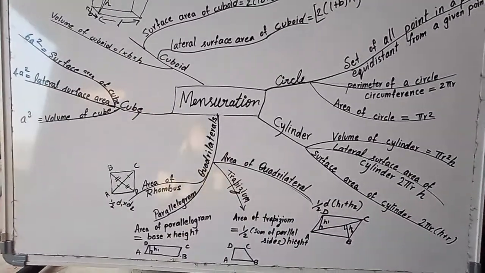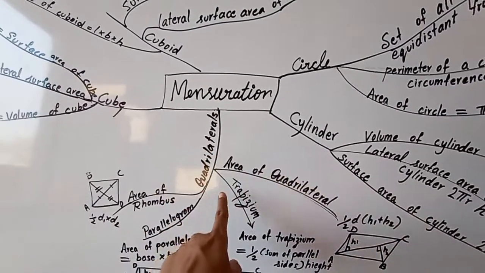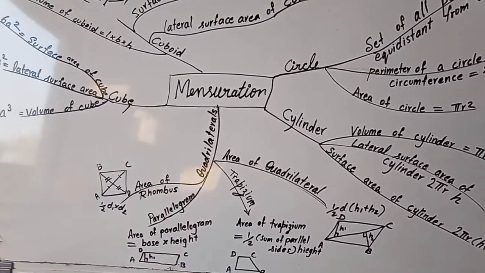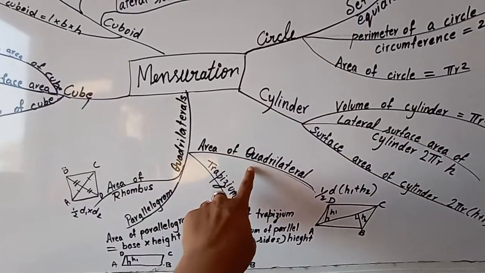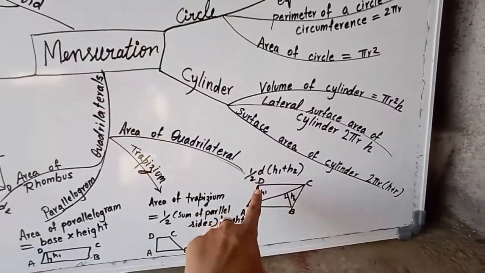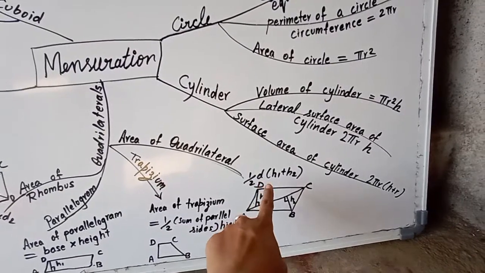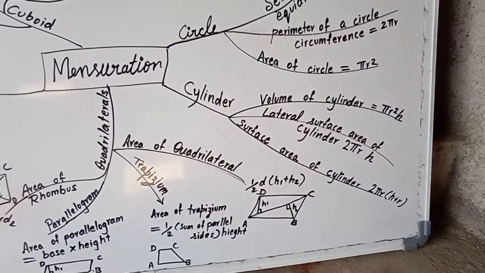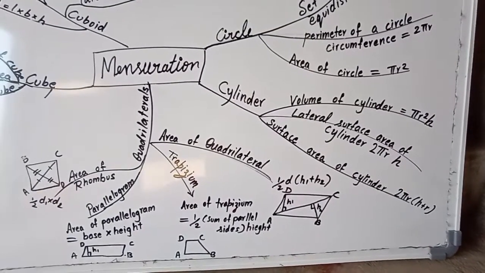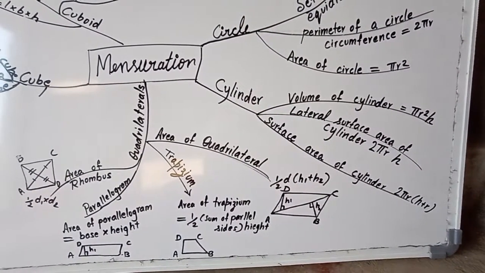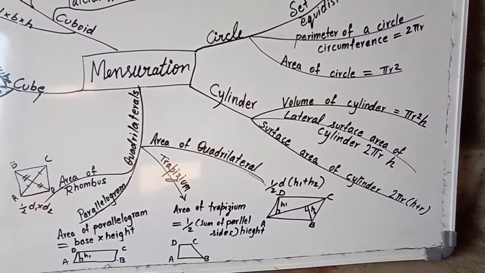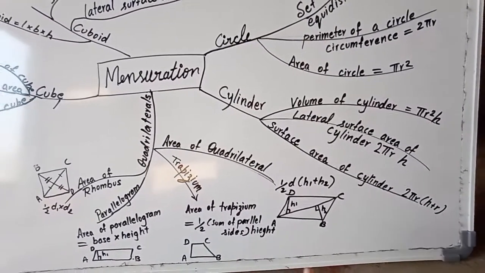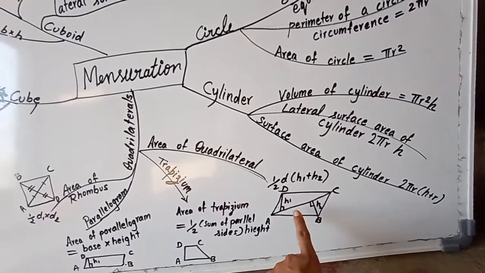But here we are going to learn one thing, quadrilaterals. Quadrilateral means a shape having four sides. Area of quadrilateral is half into d into (h1 plus h2). You can find the area of a quadrilateral using this formula, half d (h1 plus h2). h1 and h2 indicate heights. You can observe from the figure.